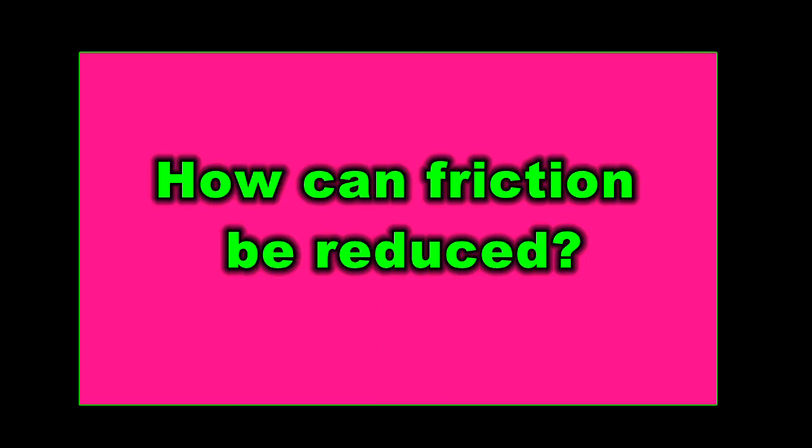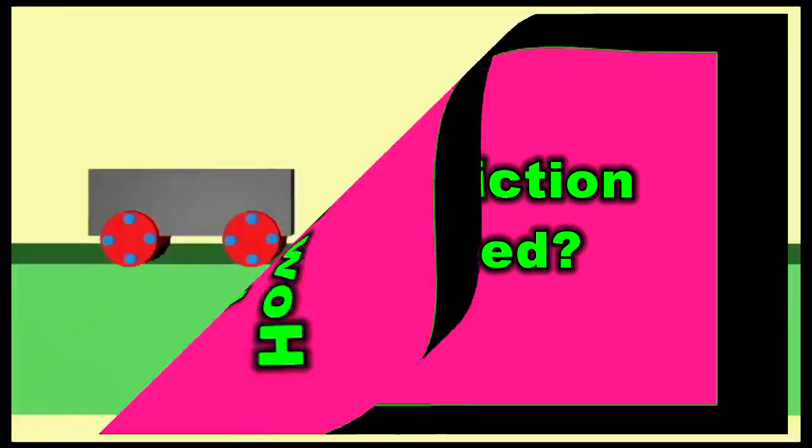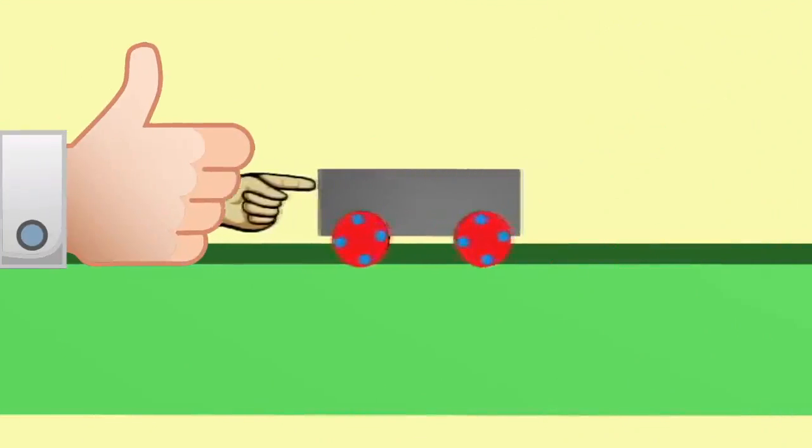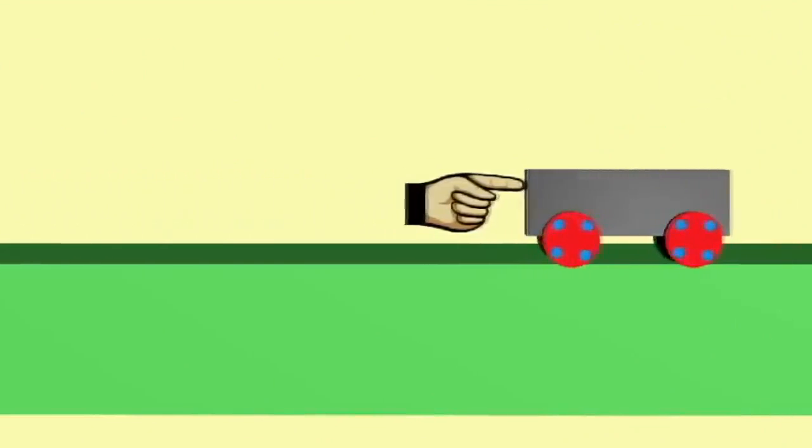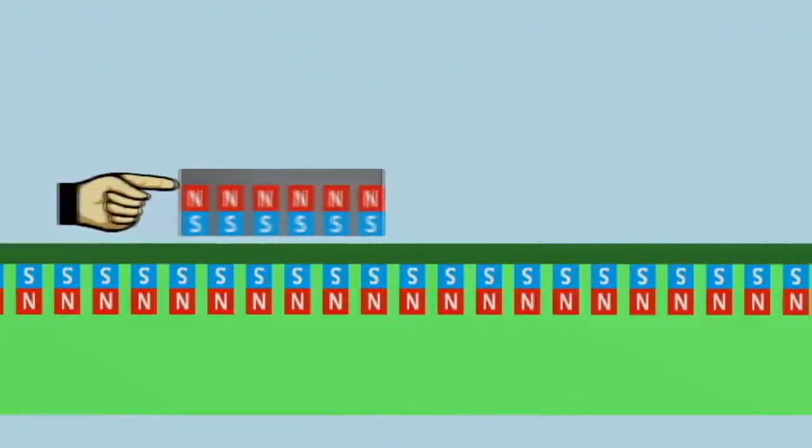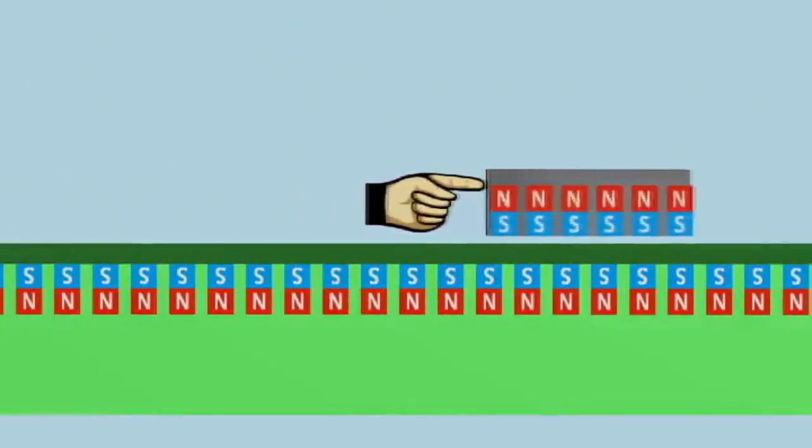Question: how can friction be reduced? Answer: there are many ways. For example, we can use wheels, or use a magnet. Sometimes lubricant, or airflow, are also used.